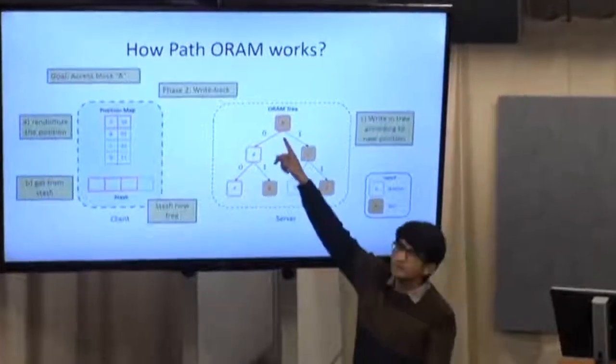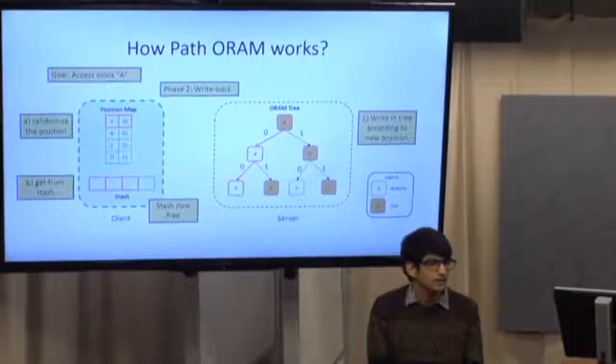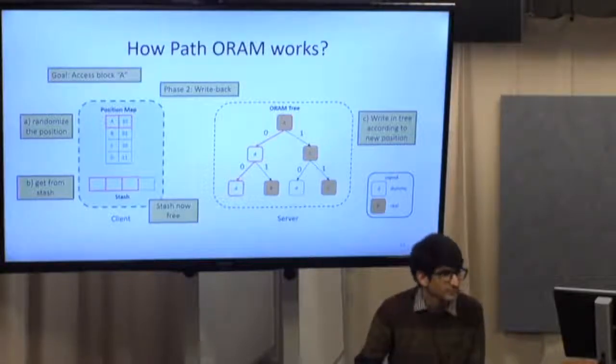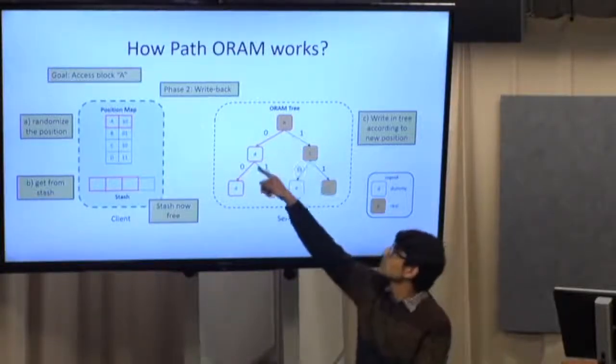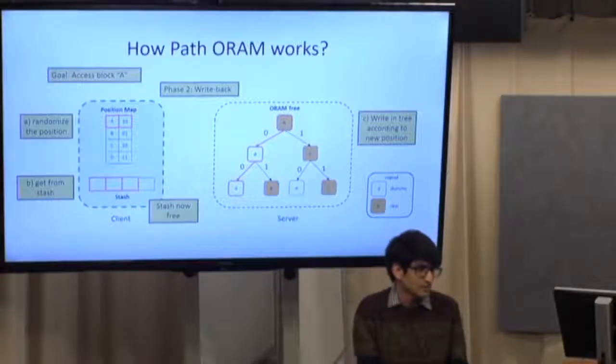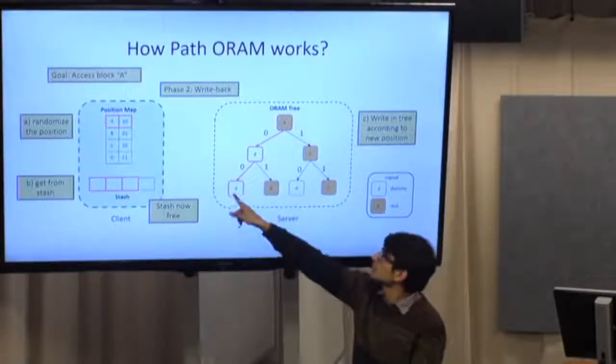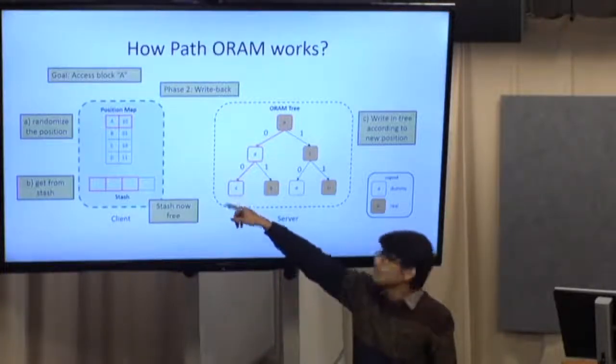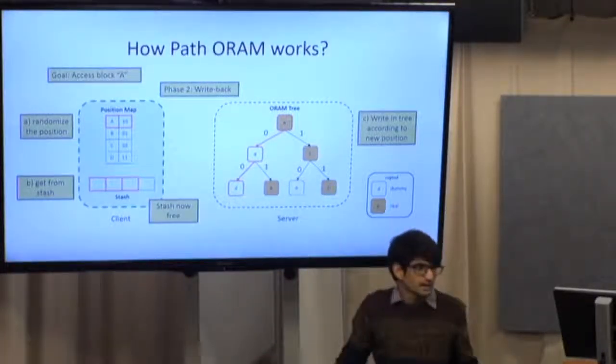If you just write back here, then the attacker already knows where you've written back the real block, definitely. But since you're going to write back to the whole path, the attacker still doesn't know exactly where it could be. It could be here, it could be here again, it could be the same spot, it could be here, it could be here. The attacker doesn't know.